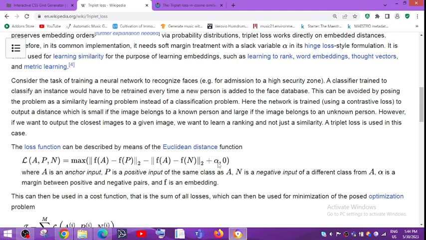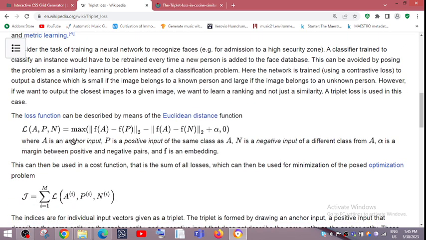And there is alpha, which means a slack variable. Just like here, you can assume it as a bias. A is the anchor point, P is the positive point, and N is the negative input of the class of A. And alpha is the margin between positive and negative here. F is the embedding.